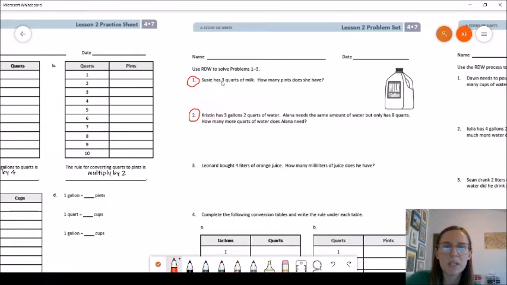So for the first one, Susie has 3 quarts of milk. How many pints does she have? So you're going to be converting 3 quarts into pints.